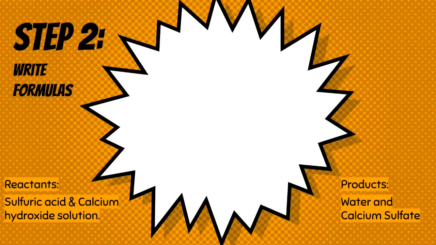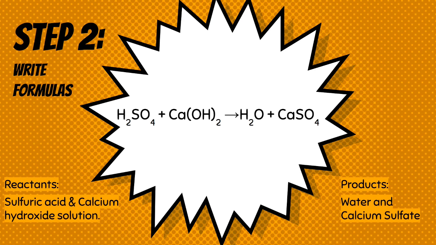Step 2. Now we have to write chemical formulas. This is where you consider whether each substance is a metal, a diatomic gas, an ionic compound, a covalent molecule, or a strong acid. Feel free to go back into the video if you don't remember how to do this. Okay, so sulfuric acid is a strong acid, which we've memorized. It's H2SO4. Calcium hydroxide is an ionic compound made up of the metal calcium and the polyatomic ion hydroxide. Water is a common molecule, and calcium sulfate is another ionic compound made up of the metal calcium and the polyatomic ion sulfate.